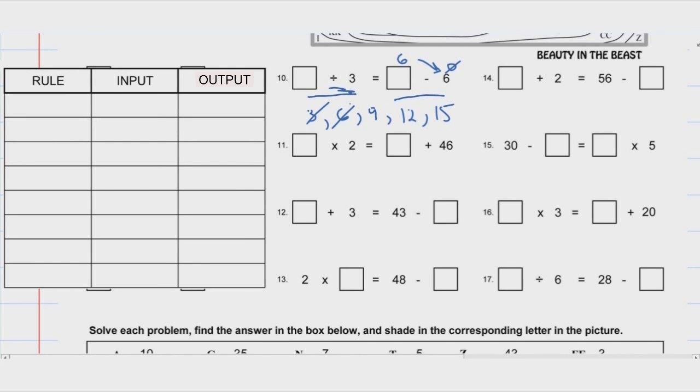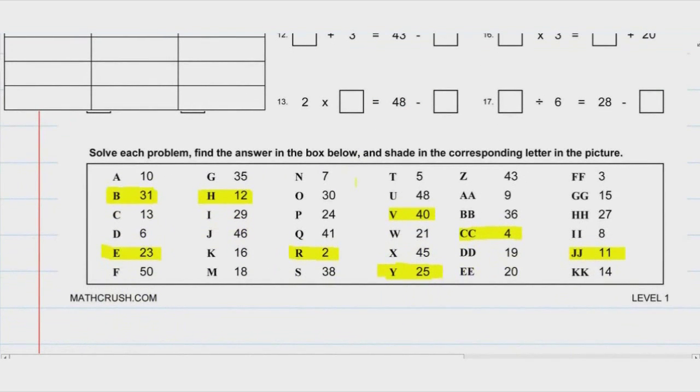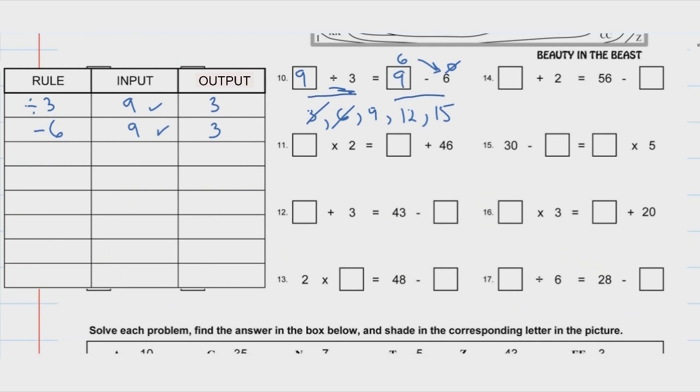I just pick the next number, which is 9, and see what we get. So if we put this in our rules, dividing by 3, subtracting 6, we put 9 for our input. 9 divided by 3 is 3, and 9 minus 6 is 3. That was easy. So this is 9, and this is 9, and they give us the same answer on both sides, so they're equal. So we come down here, we look for number 9. Number 9 is AA.